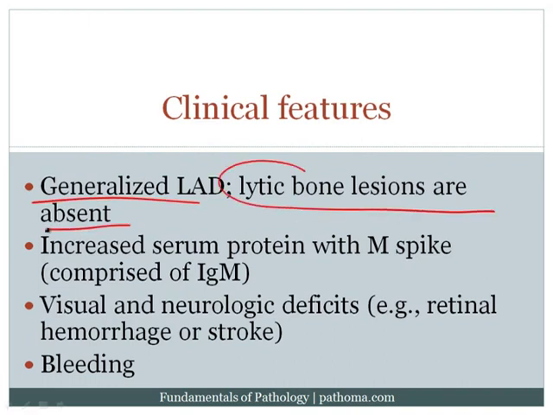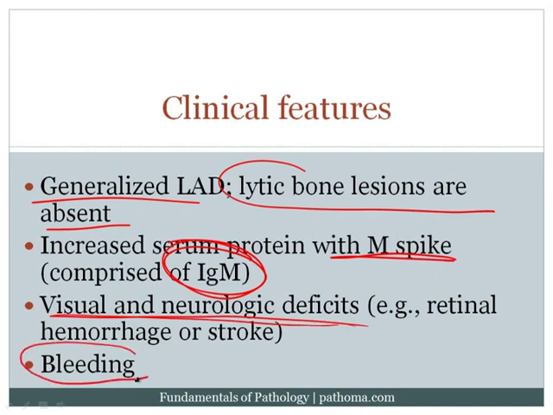There will be an increased serum protein with an M spike, but instead of being due to IgG or IgA, it'll be due to IgM. And again, this is Waldenstrom's macroglobulinemia, and that's what we would expect to see, IgM. Now, that IgM is a very big molecule, and it increases the viscosity of the blood. And when it increases the viscosity of the blood, there's going to be a risk for retinal hemorrhage or stroke, and that would be a consequence of this hyperviscosity.